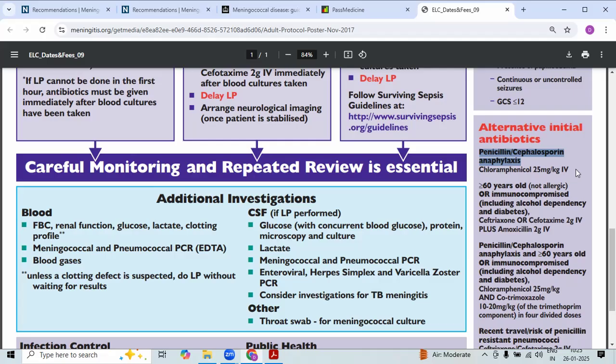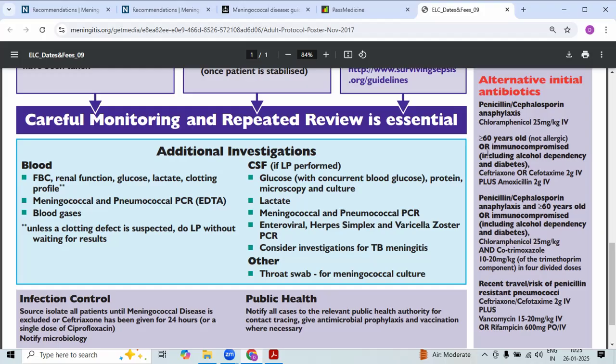mg per kg IV. If the patient is more than 60 years old, or is not allergic but compromised, including alcohol dependency and diabetes, you give ceftriaxone or cefotaxime 2 gram IV, plus you need to give amoxicillin 2 gram IV because you're suspecting Listeria in this. If the patient has anaphylaxis, then in that case you go for chloramphenicol and cotrimoxazole, the trimethoprim component, in 4 divided doses.